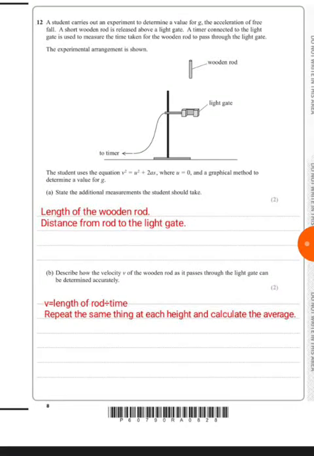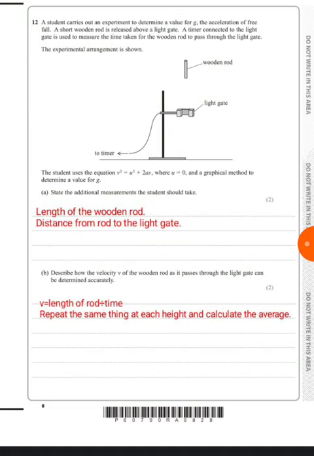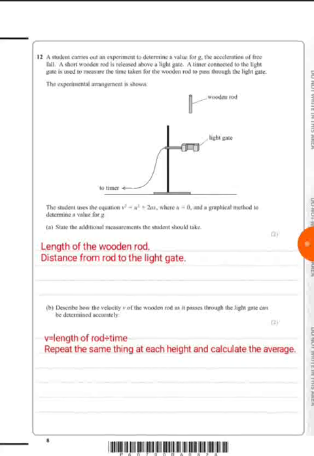Then question number 12. A student carries out an experiment to determine a value for g, the acceleration of free fall. A short wooden rod is released above a light gate. A timer connected to the light gate is used to measure the time taken for the wooden rod to pass through the light gate. The experimental arrangement is shown. So this is the diagram which is used for the above experiment.